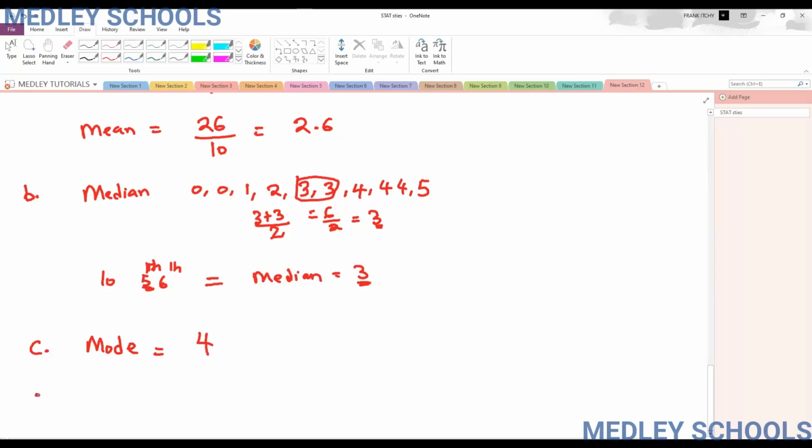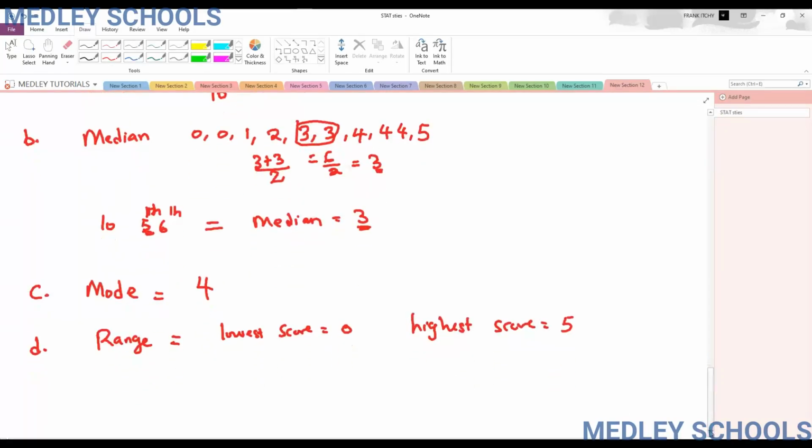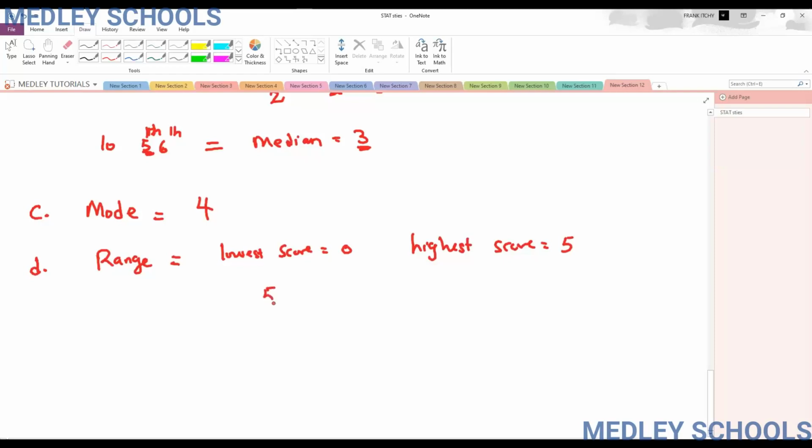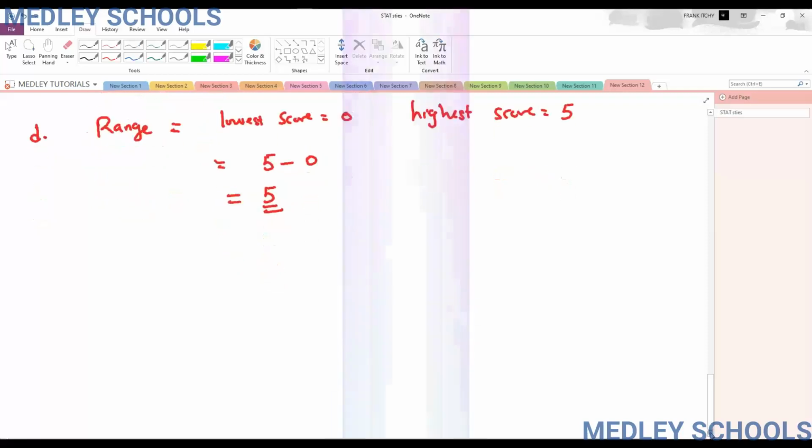Now the last part is the range. Range is the difference between the highest score and the lowest score. And if you look at the table very well, the lowest score is 0 and the highest score is 5. So we're going to subtract 0 from 5. So that means 5 minus 0, highest score minus lowest score. That means range is equal to 5. So with this example, you can try the following exercise.